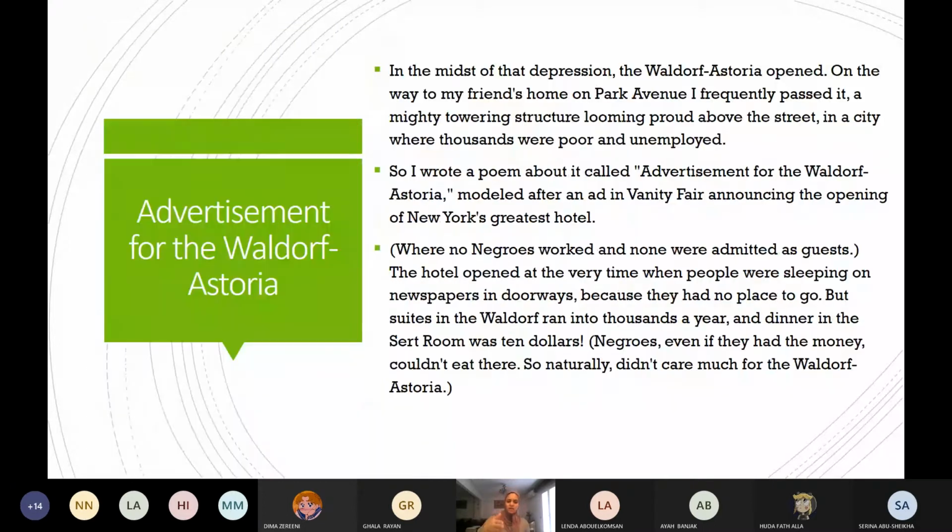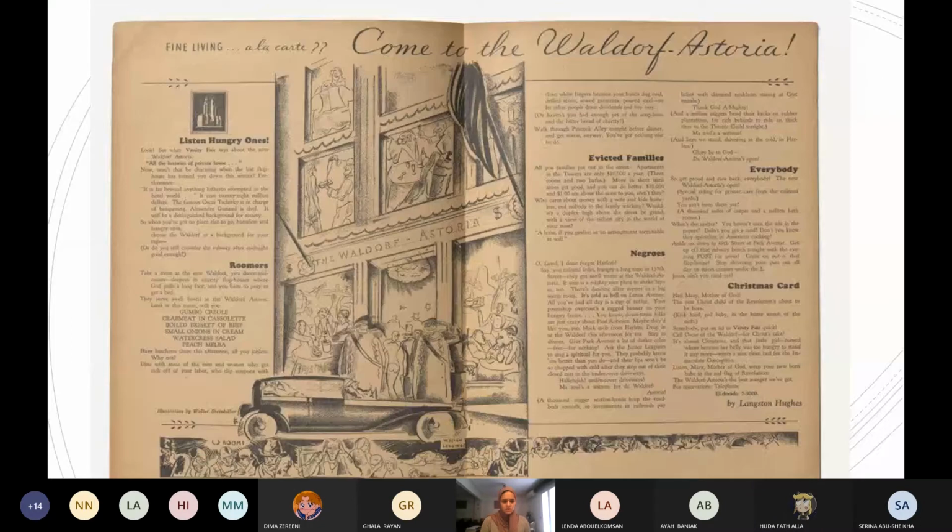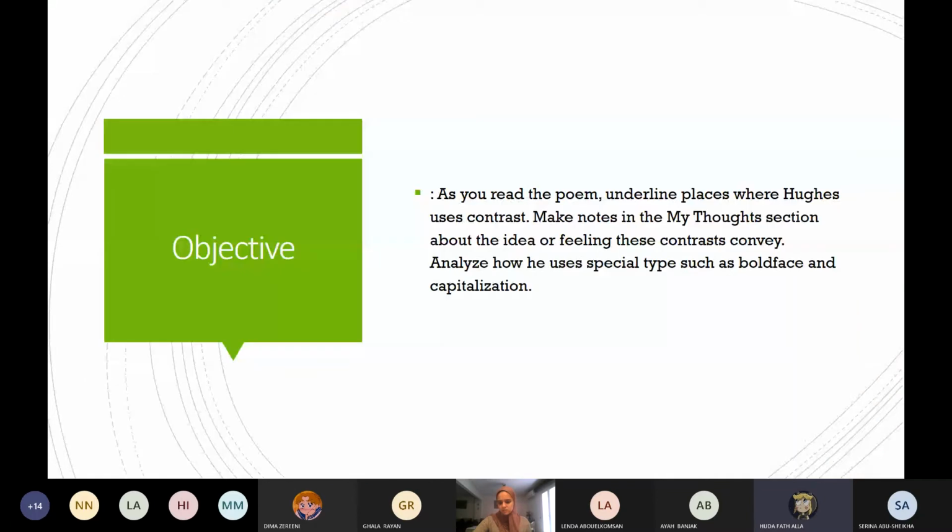We read that when he was walking in the street he saw this advertisement on the wall, and there were people sleeping on newspaper because they couldn't afford even blankets. So this has come to Waldorf Astoria. This is the poem, and how was it published? Fine Living a la carte. It's written in paragraphs, and every paragraph has a title.